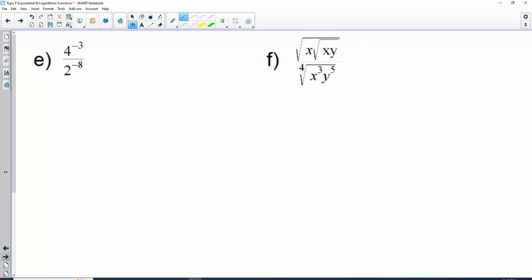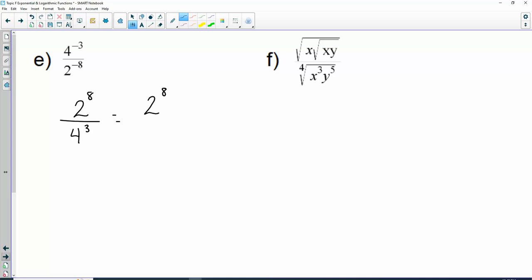Four to the negative third over 2 to the negative 8. Now this one is a little bit different. I can't just divide the 4 and the 2 because they're different bases. We can go ahead and flip to get rid of some of our negatives. So 4 to the negative third would put a 4 to the positive third on the bottom. 2 to the negative 8, the 2 would go to the top.